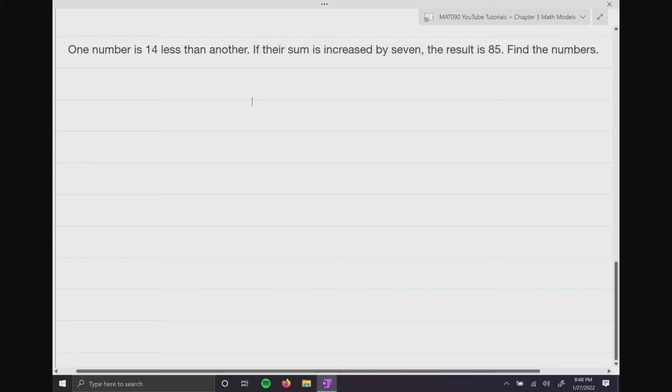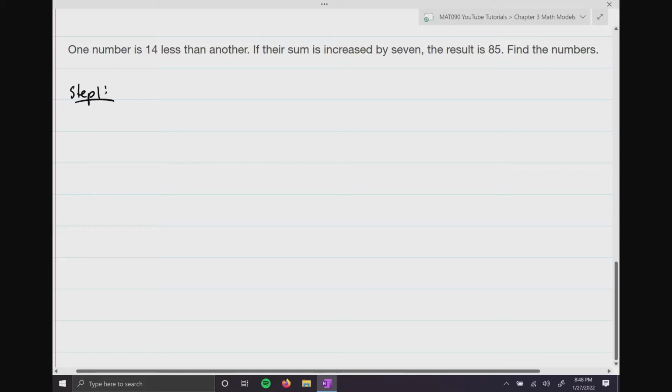Okay, so here's our next example. Pretty similar to the previous, definitely more intense though, okay? So one number is 14 less than another. If their sum is increased by 7, the result is 85. Find the numbers, okay? So step 1, let's just understand this.